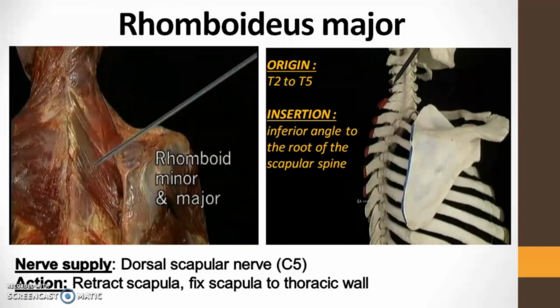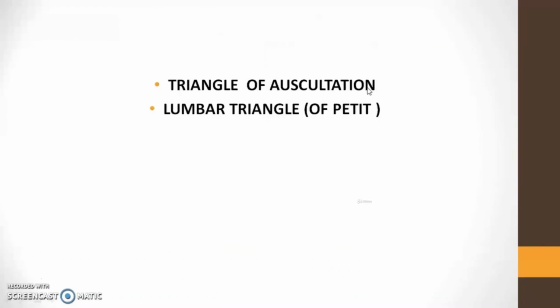Now we have the action. Both the muscles retract the scapula and fix the scapula to the thoracic wall. So both the muscles act together by retracting the scapula and also by fixing the scapula close to the thoracic wall.